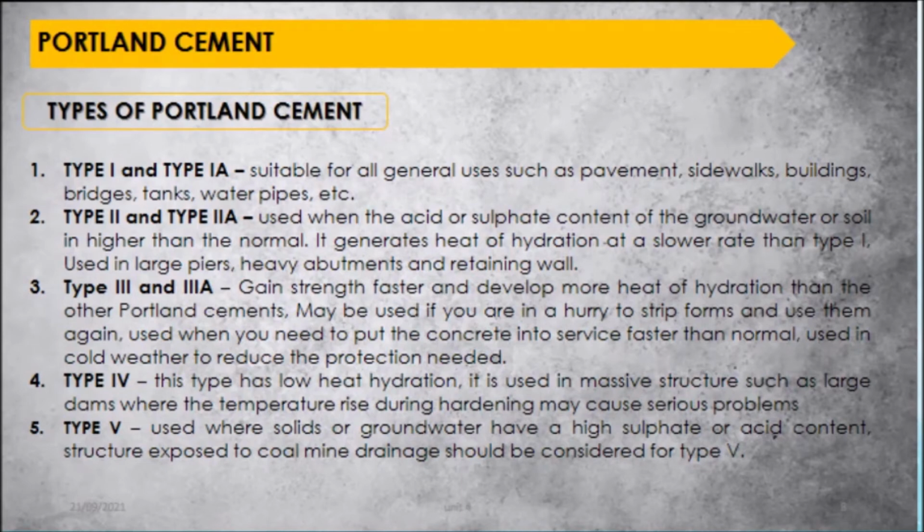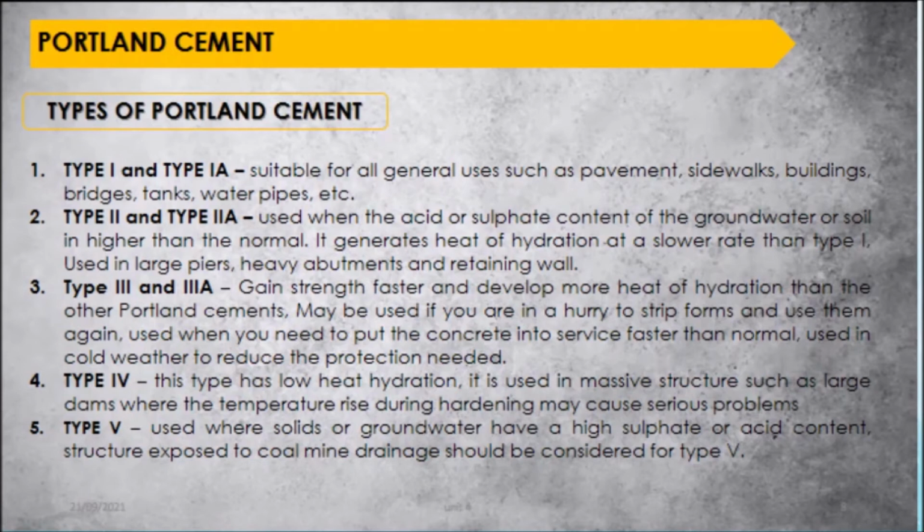So type 1 and type 1A are suitable for general uses such as pavement, sidewalks, buildings, bridges, tanks, water pipes, and etc. For type 2, type 2A, these are used when the acid or sulfate content of the groundwater or soil is higher than normal. It generates heat of hydration at a slower rate than type 1. This type 2A is used in large piers, heavy abutments, and retaining walls.